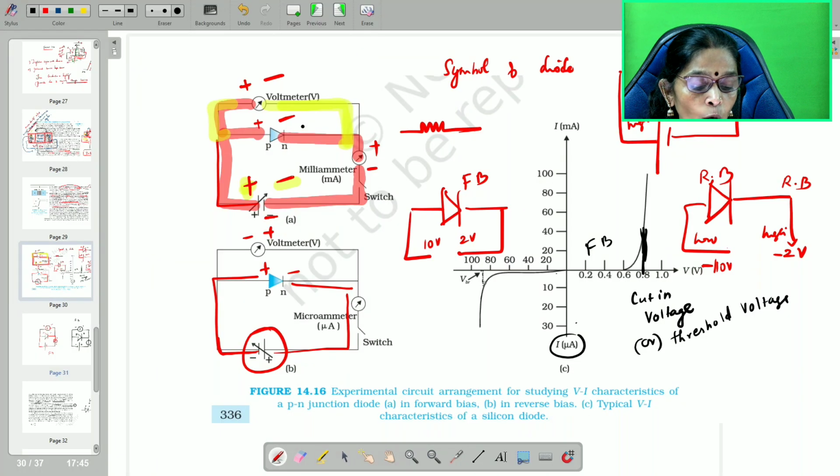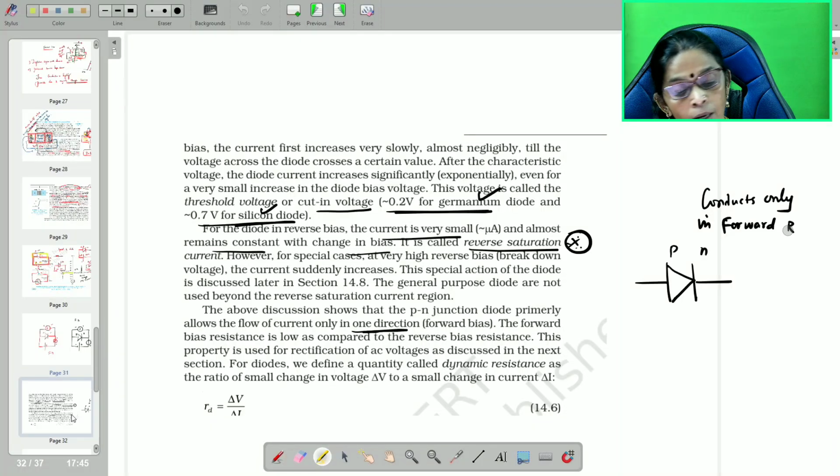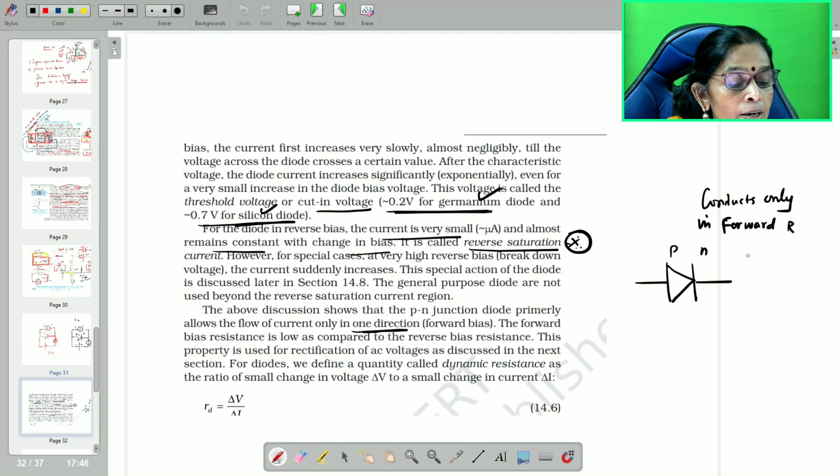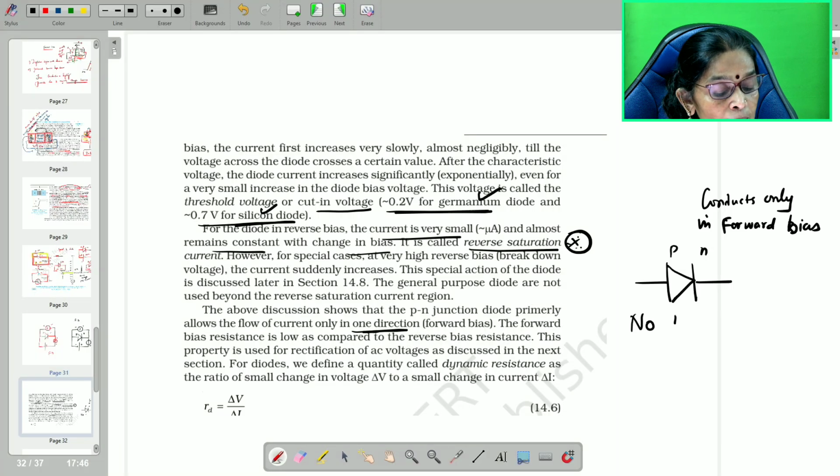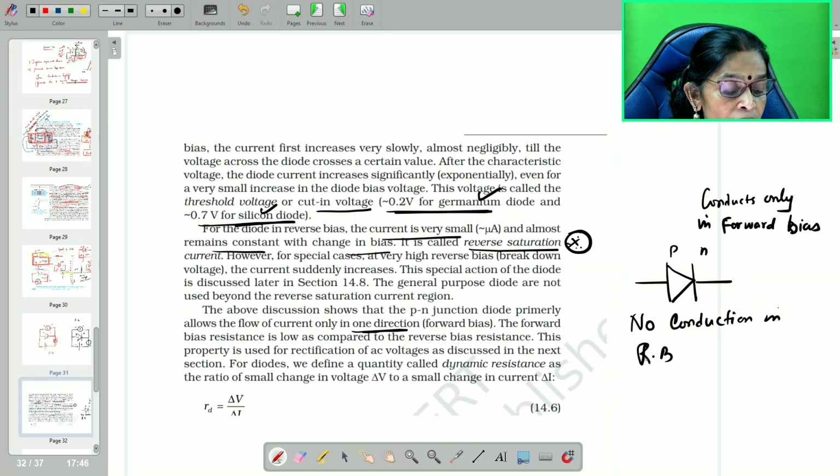Here we won't go till breakdown. We will go just below the breakdown. Just below the breakdown you see the conduction current is not even 10 microamps. You can notice it here. So we will be restricting only till just before breakdown. Therefore just before breakdown you can't see any current. Therefore you can conclude that the diode does not conduct in reverse bias, and conducts only in forward bias. No conduction in reverse bias. That is the conclusion, children.